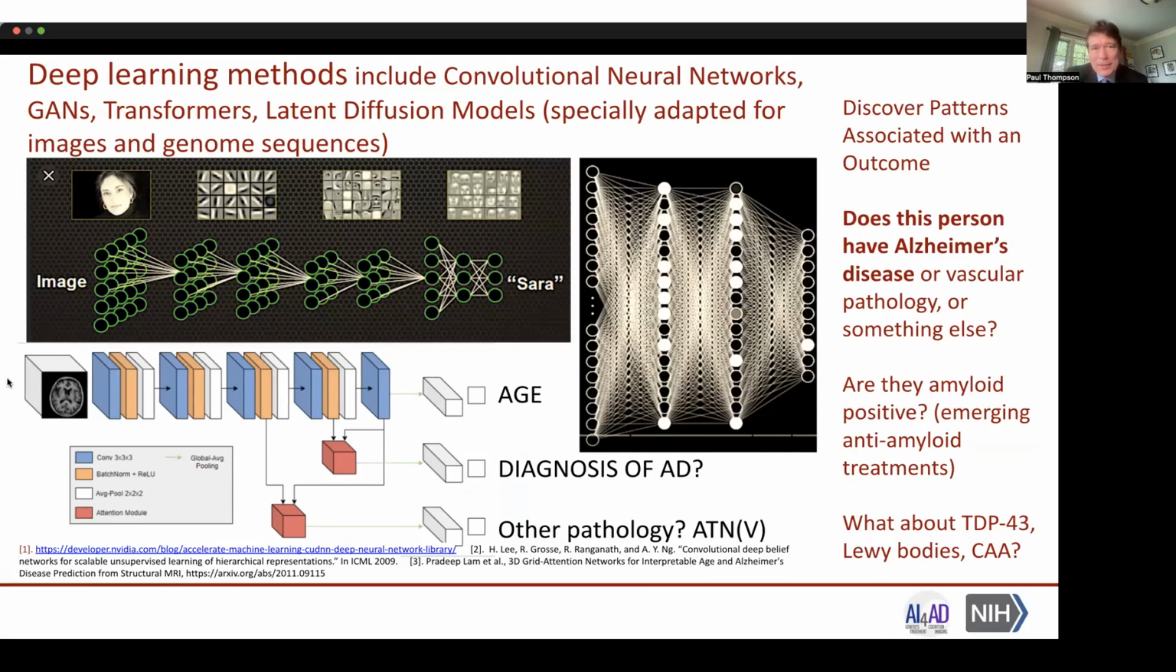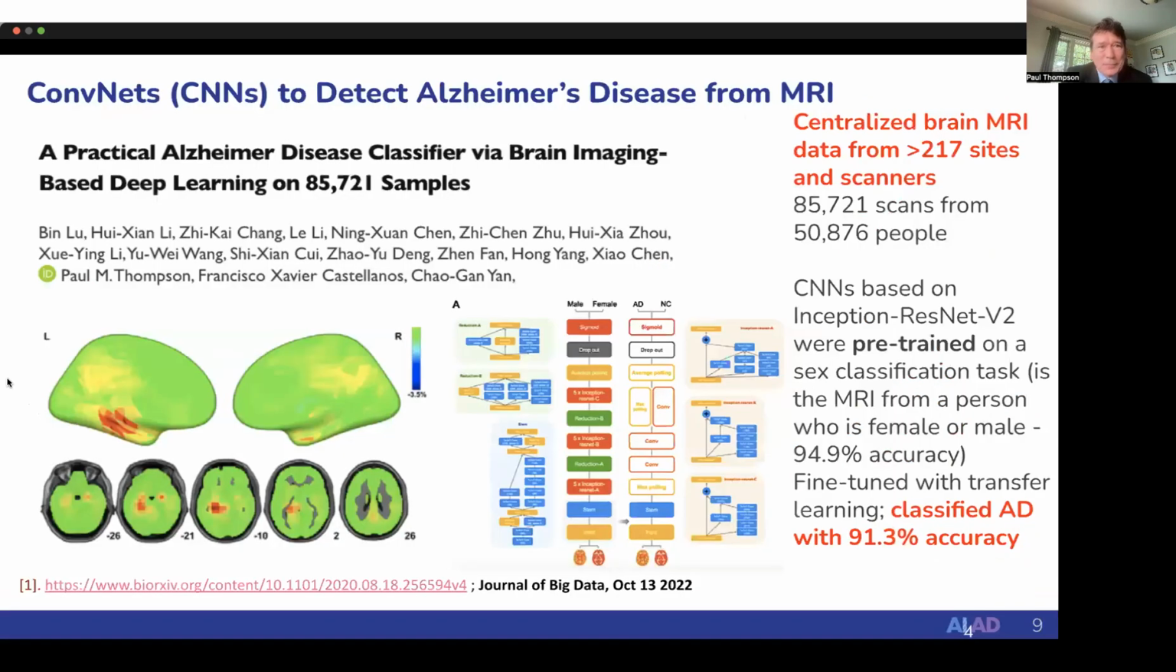Let's say we wanted to build a computer vision system that recognized a person. This is a person called Sarah. And if we had a lot of images of her and images of other people, we could train a convolutional neural net to identify features that are aggregated across layers of the neural network to discriminate between her and other people. And when we adapt this to 3D medical imaging, the decision is not who it is, but it's the person's diagnosis, whether they're amyloid positive, whether they have Alzheimer's disease or vascular pathology or something else.